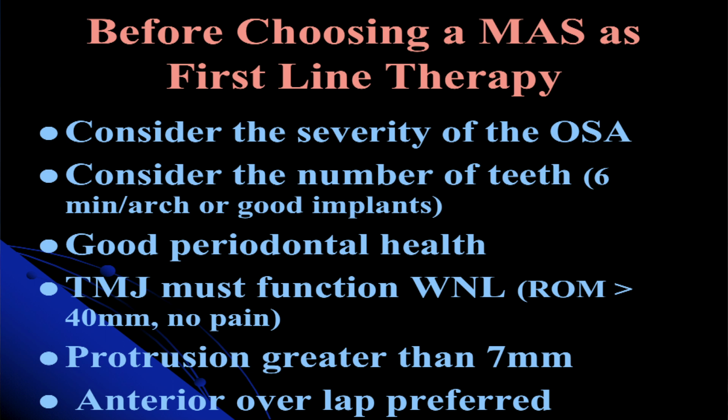You have to make sure they have teeth to grab onto. You have to have at least 6 in each arch or good implants. They have to have good periodontal health. The TMJ must function within normal limits. In other words, they have to open to more than 40 millimeters with no pain. And by the way, they need to be able to protrude their jaw at least 7 millimeters. Anterior overlap in their front teeth is desired and preferred because that will prevent some of the side effects from happening later.